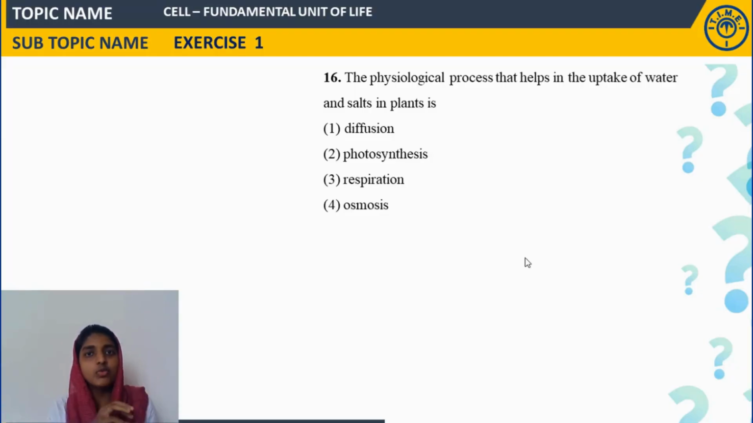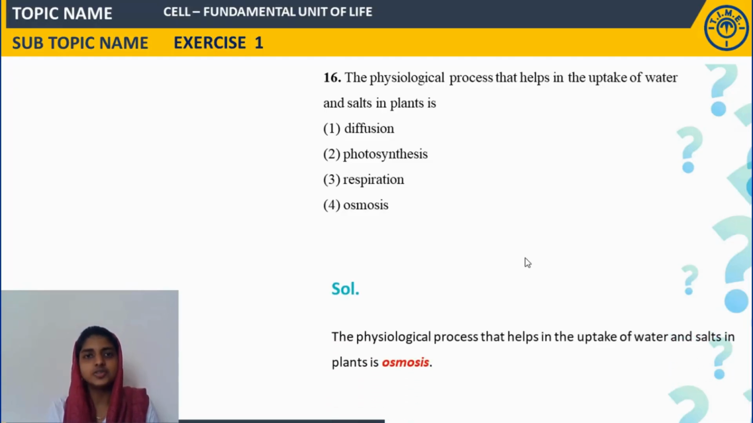It is actually the movement of water. Okay. So what is the single term for movement of water? Or what is the movement of water from higher concentration to lower concentration called? Yeah, it's nothing but osmosis. So it is by the process of osmosis that a plant takes in water. Okay. So the physiological process that help in uptake of water and salt in plant is osmosis. Okay, students. So the answer of the question is osmosis.